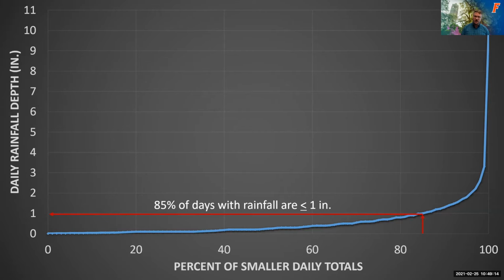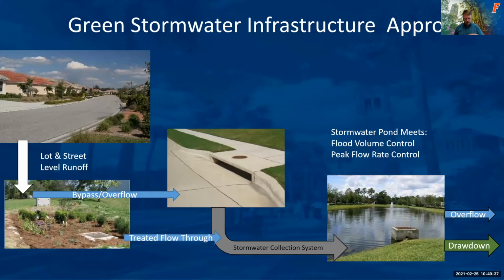85% of the days that had rainfall were less than an inch. And when we think about that 10-inch rainfall event, less than 1% of storm events are that large. So that's what these stormwater ponds are designed for. But really what we're concerned about is these small, regularly occurring rainfall events, the ones that wash the pollutants off the land surface and into these stormwater ponds, which are shown to not really be meeting our water quality expectations.